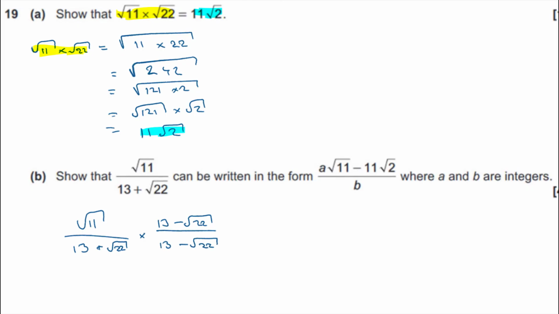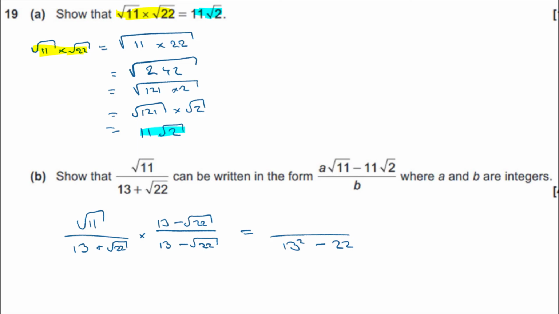Now, why on earth would you want to do that? Well, if you've got 13 times 13, you're going to get 13 squared. Then you're going to get plus 13 root 22 minus 13 root 22, which will cancel, and then root 22 times root 22, which gives you 22. So when I multiply the denominator together, I'm going to end up with 13 squared minus 22.